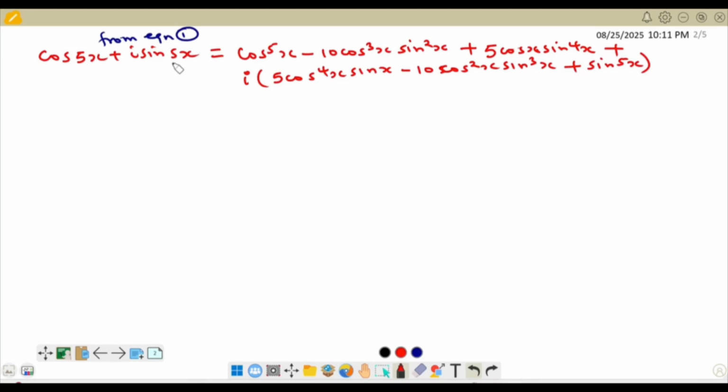Now, after that, we shall be comparing on both sides. We shall be now dealing with comparing on both sides.